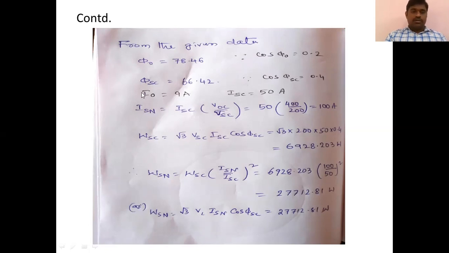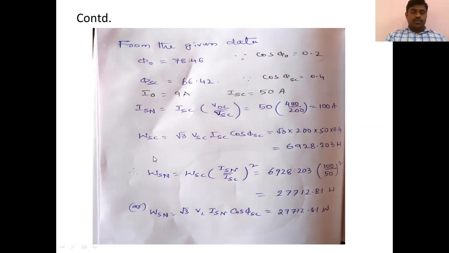This no load current, if you convert into current scale, I am choosing 1 centimeter equals 5 amperes. So this will be around 1.8 centimeters. And I am going to calculate the short circuit current at normal voltage, that equals ISC into VOC by VSC. So that gives you 100 amperes. 100 amperes in current scale will be equal to 20 centimeters.